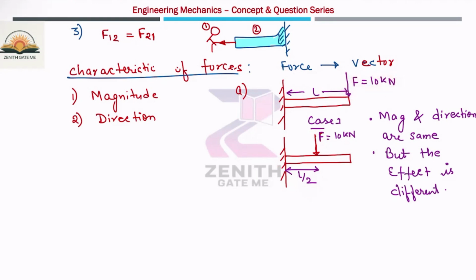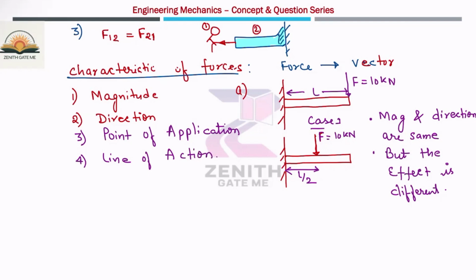That means the point of application also plays a very important role. So the third point is nothing but the point of application. Now come to the characteristics again. Are these three important parameters sufficient to define the force completely? The answer is again no. One more thing you have to consider to define this force is the line of action.